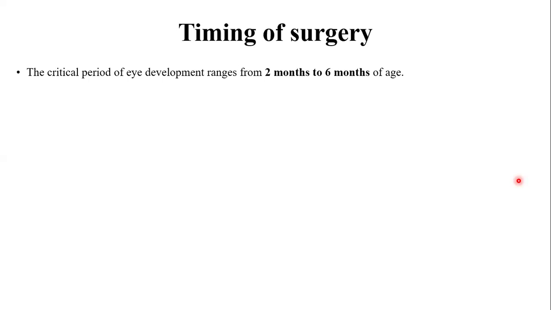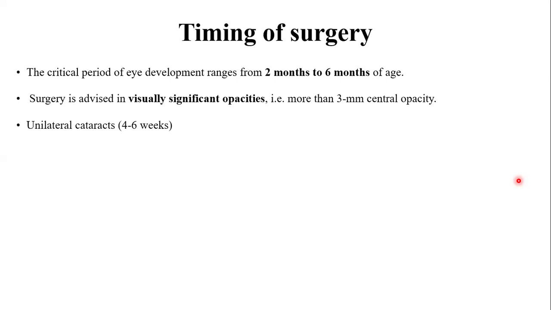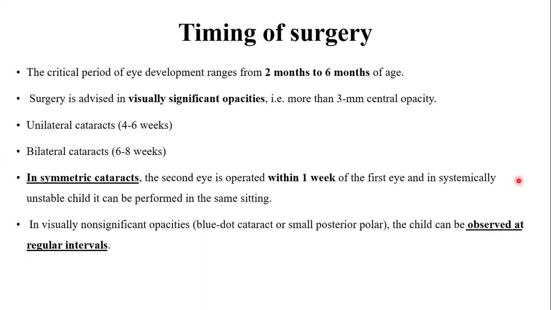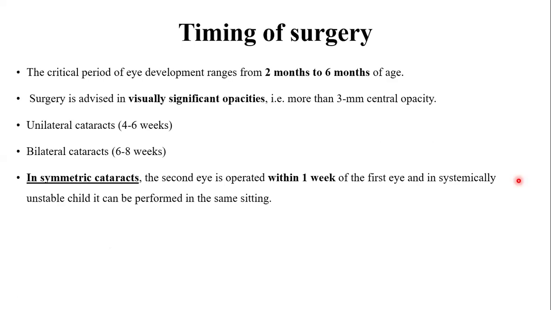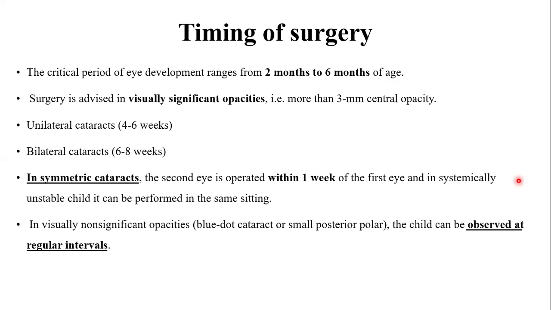Exactly. So the density of the cataract, the location of the cataract, the size of the cataract, whether it is 3 millimeters or less, and whether you can see the fundus or not, and what we have mentioned earlier, if the child is having strabismus or nystagmus, all those signs are definitive signs that the cataract is visually significant for sure. Okay. So in symmetric cataracts, if the patient has bilateral cataracts, usually we do the 2 eyes within 1 week. We don't leave a large interval between the 2 eyes.